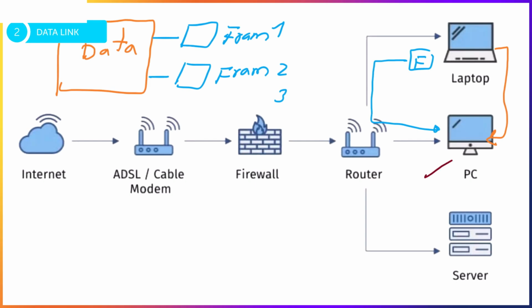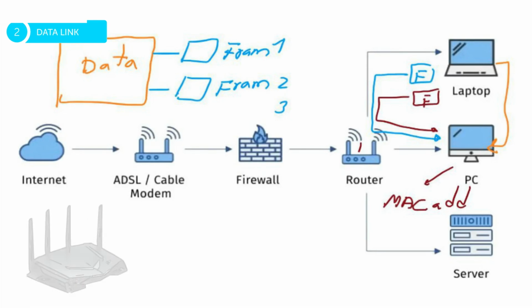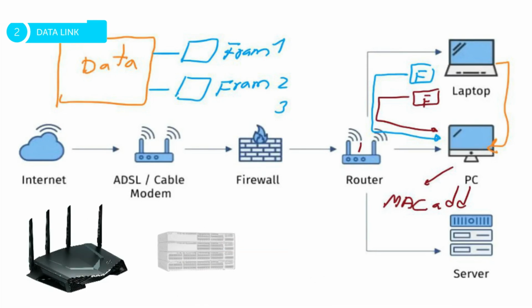And this transfer happens using the MAC address of the destination device. If any part of the data is not received by node B or the destination, node A will resend the data, and that is called error detection or correction. Also, the following devices and parts belong to this layer: wireless access point, switch, bridge, and MAC addresses.